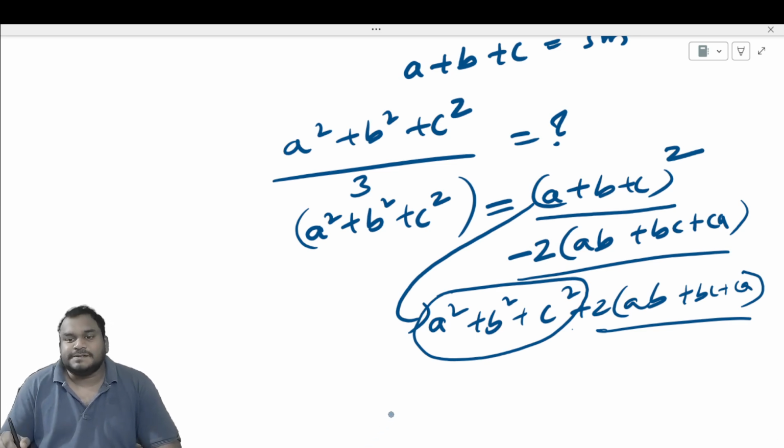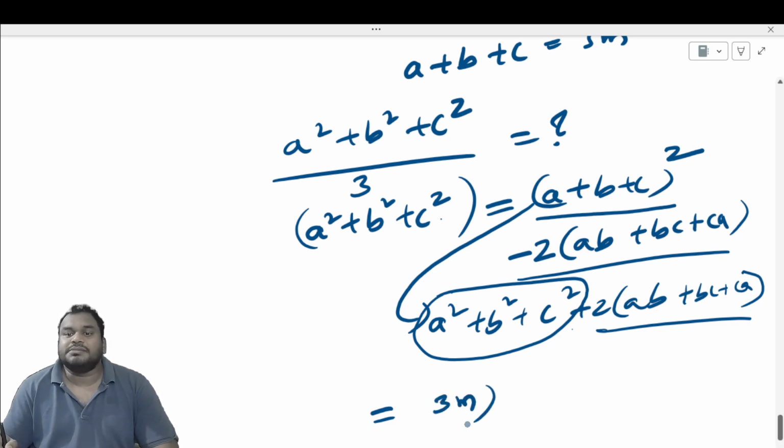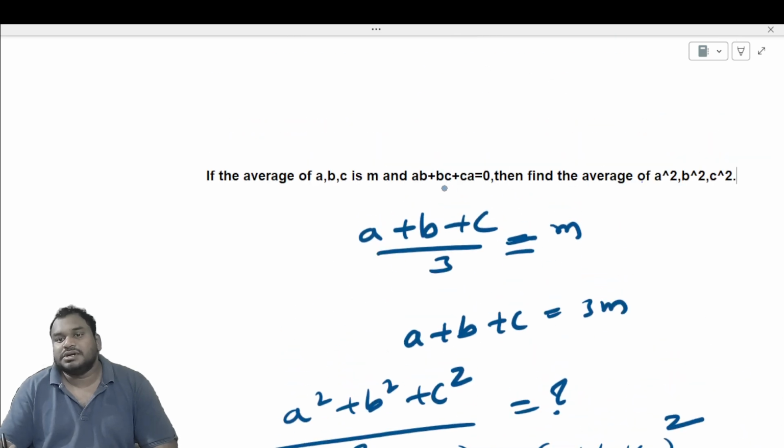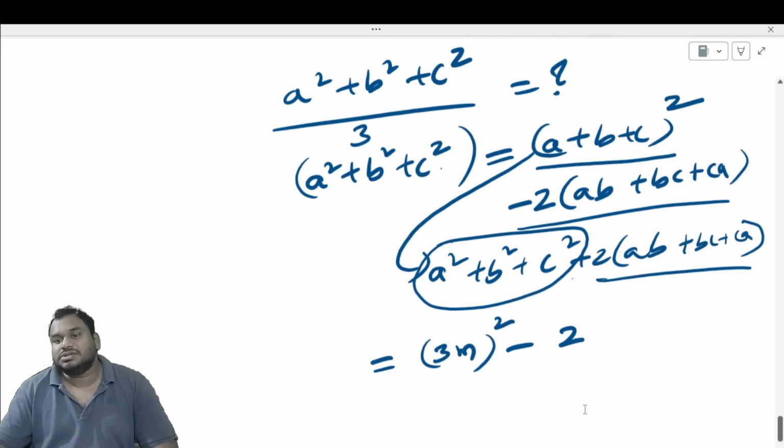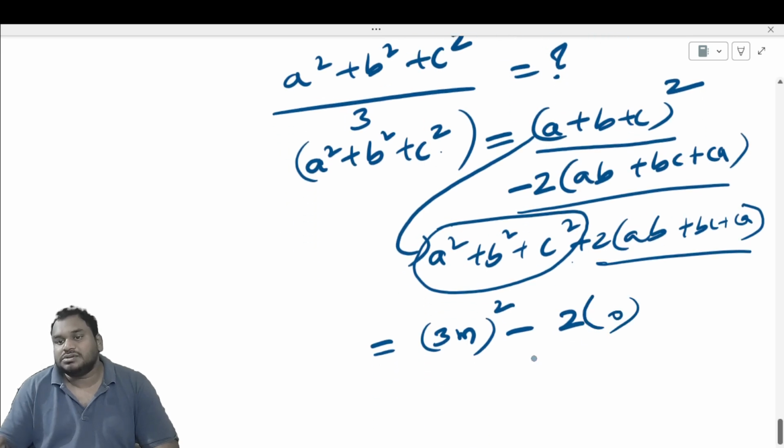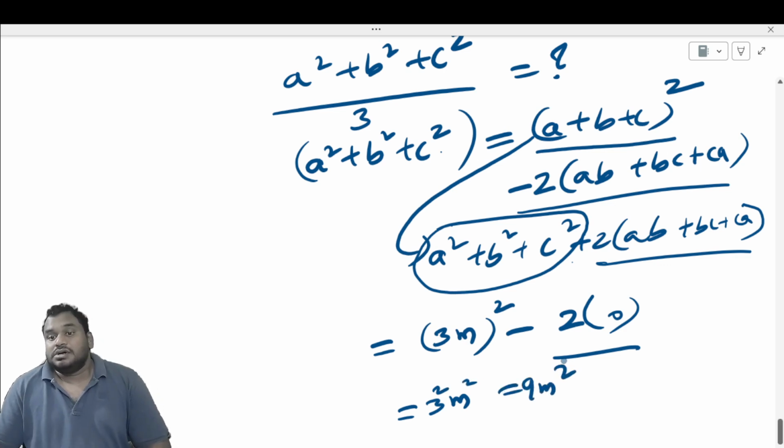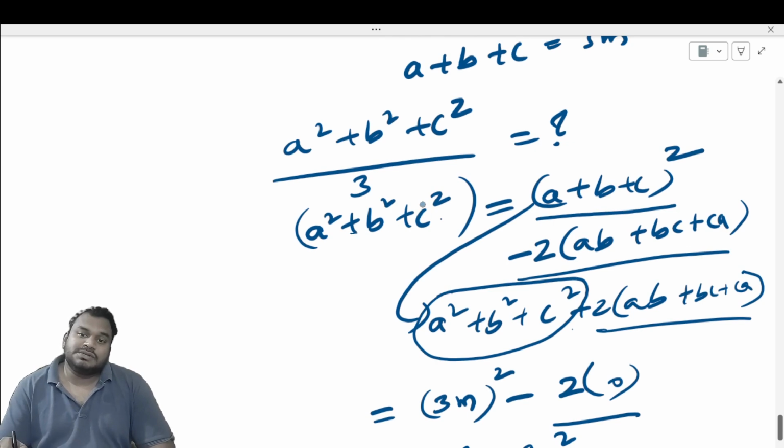Listen. So now, A square plus B square plus C square can be written as (A plus B plus C) whole square minus 2 into (AB plus BC plus CA). But the A plus B plus C value I know, that is 3m. So (3m) whole square minus 2 into... there is one more hint given: AB plus BC plus CA is equal to 0. So if it is 0, then this will be 0. So this is equal to 3 square m square, nothing but 9m square. 9m square is the A square plus B square plus C square value.